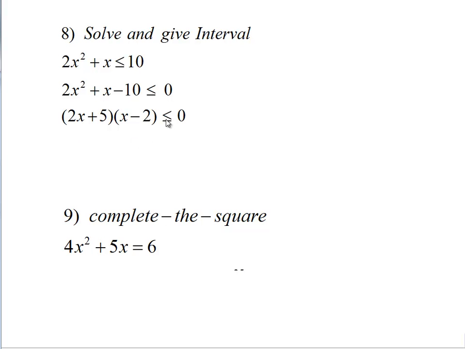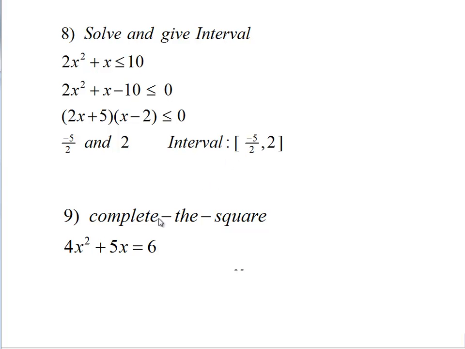Okay, to actually solve these, I just take the opposite. The opposite of plus 5 is minus 5. Opposite of multiplication by 2 is division by 2. So it's negative 5 divided by 2. Opposite of minus 2 is plus 2. Then the interval, since we're less than, we're in between those two, so it's negative 5 halves to positive 2. And it's equal to, so they both get brackets.